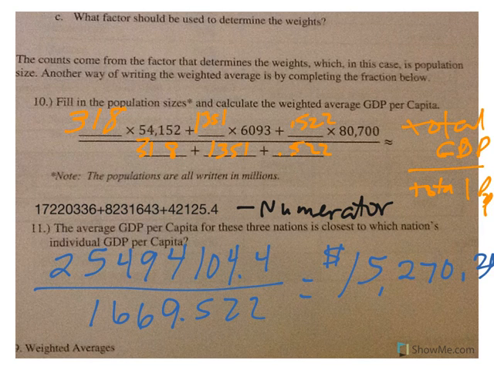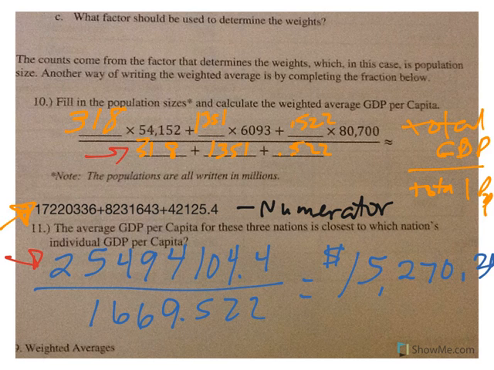Alright, so you can see written right here where I just pointed my yellow arrow, those are the numbers in your numerator. If you multiply 318 times 54,152, you get that big number, and I calculated them up separately so you can see. And then here at the bottom, the total numerator is 25,494,104.4 divided by the denominator, which is 1,669.522. So you get an average GDP per capita of 15,270.30. Very different from that average in number 8 of 46,981.67 because we weighted it.